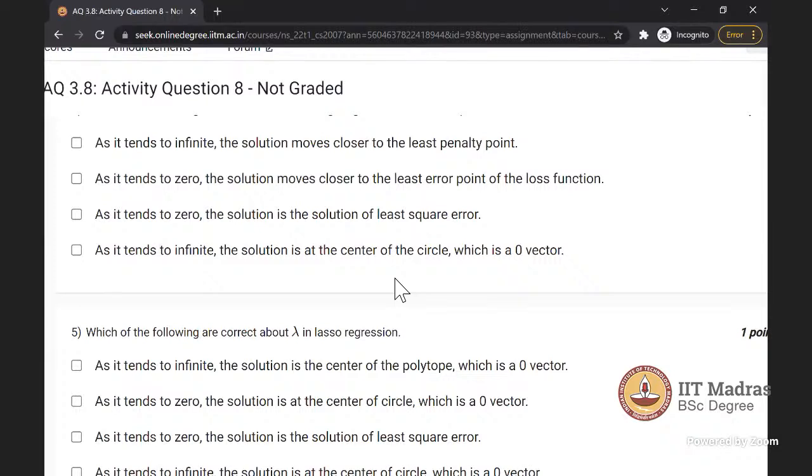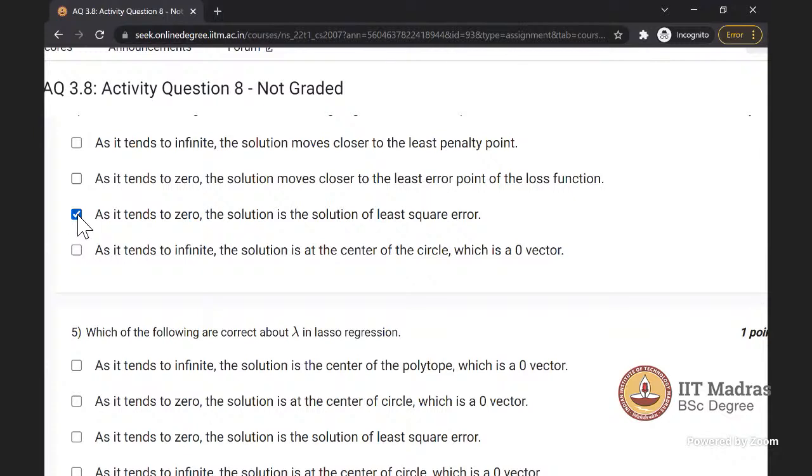It should be B and D, right? No, C is definitely correct. If lambda is 0, then the solution is the least square error. Yeah, that is true. If lambda is 0, then there is no regularization, right?